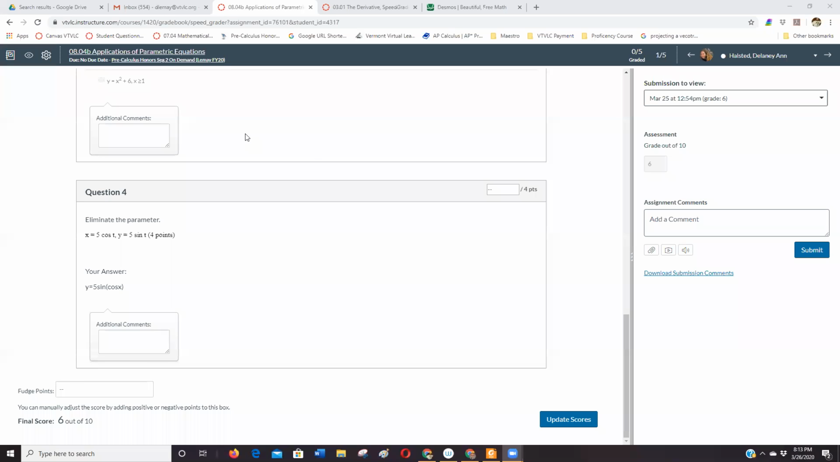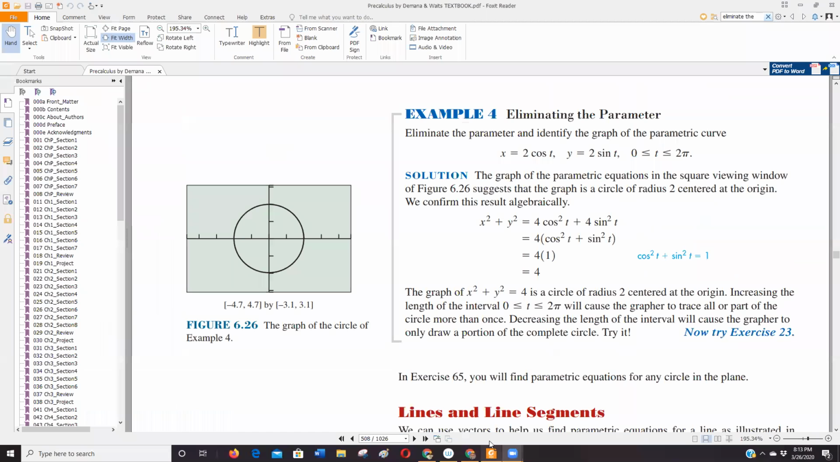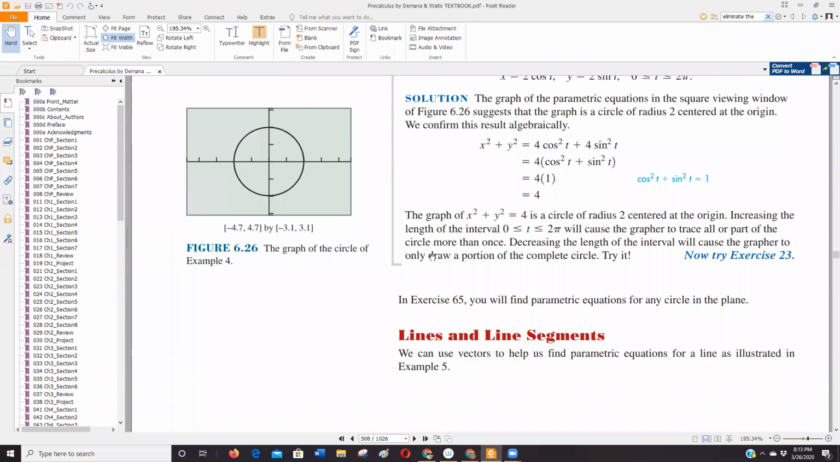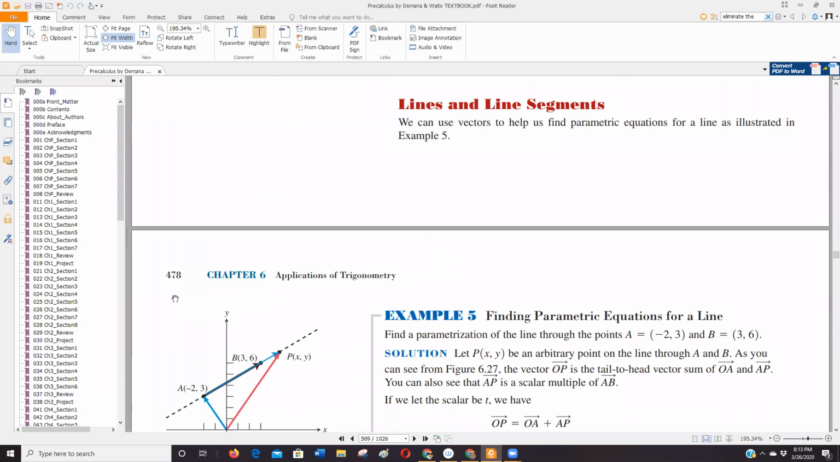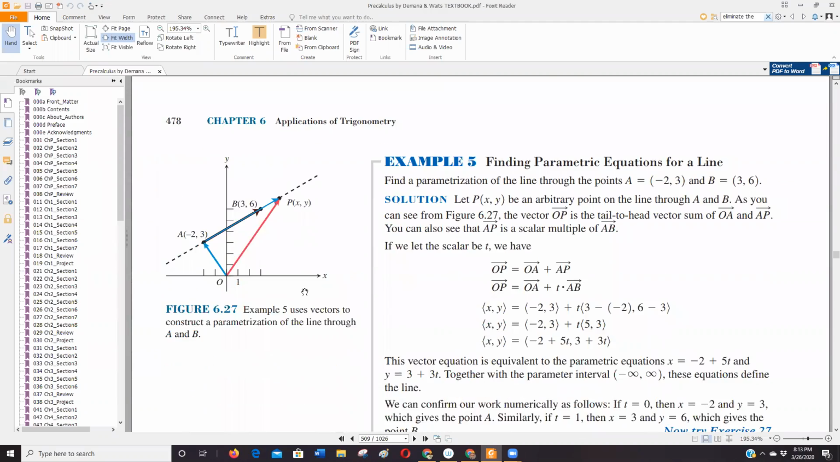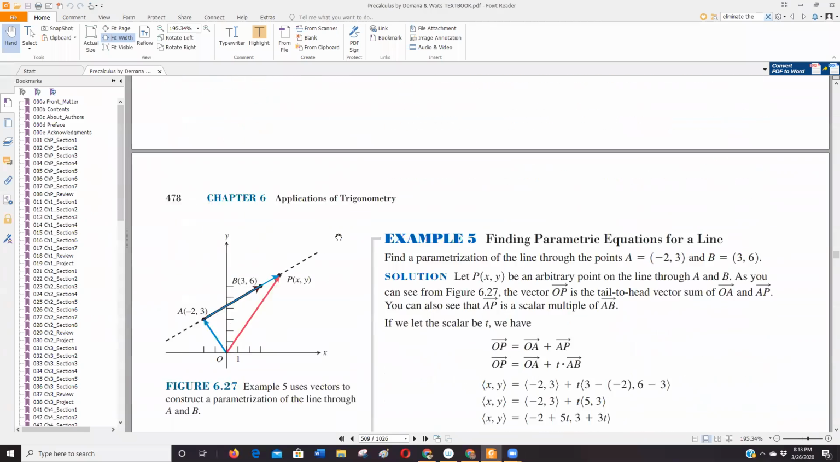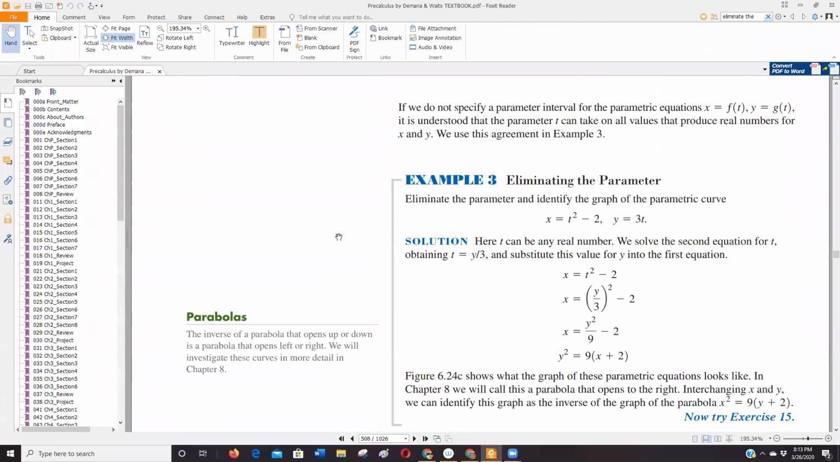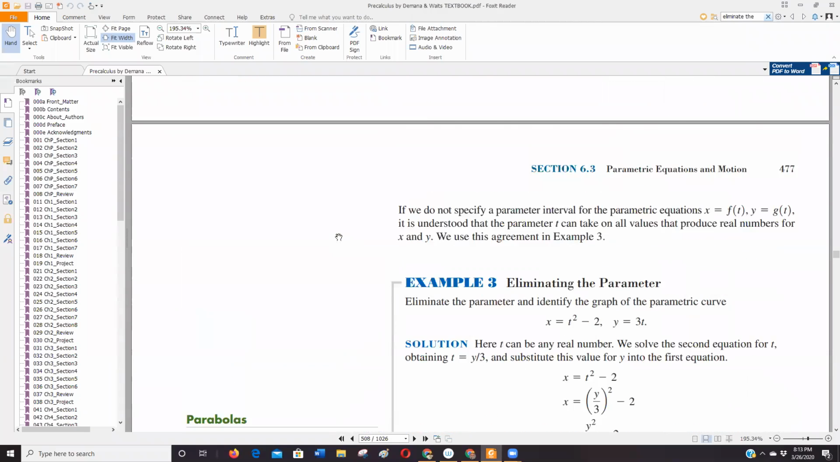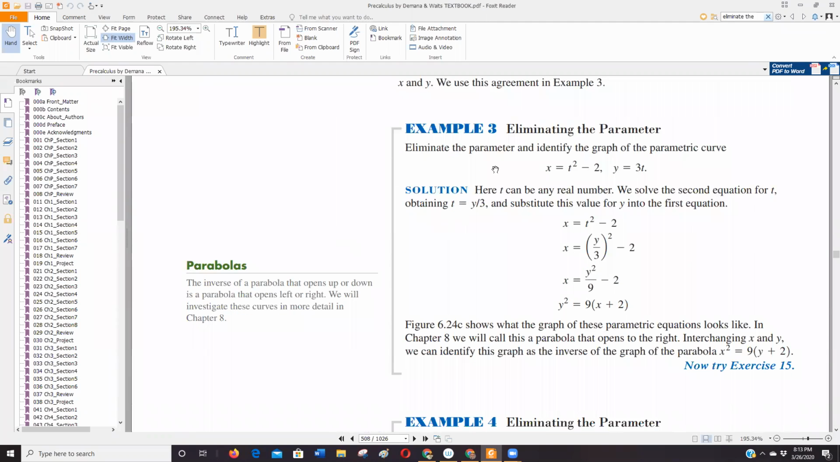Okay, so how do we eliminate the parameter in this quiz? Well, if we take a look in the textbook, I'm looking at page 477. Oh, heck, it jumped on me, didn't it? Here we go. On 477, we talk about eliminating the parameter, and they have these examples.